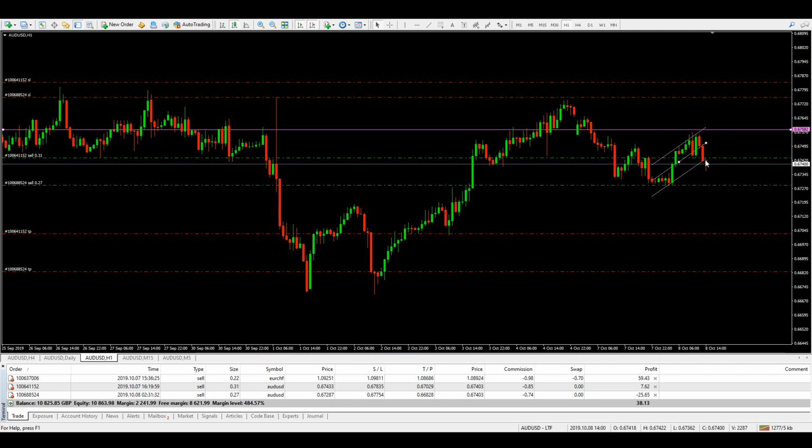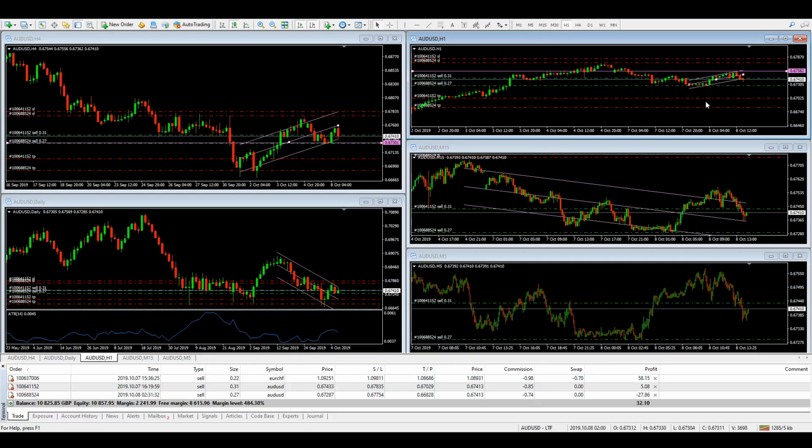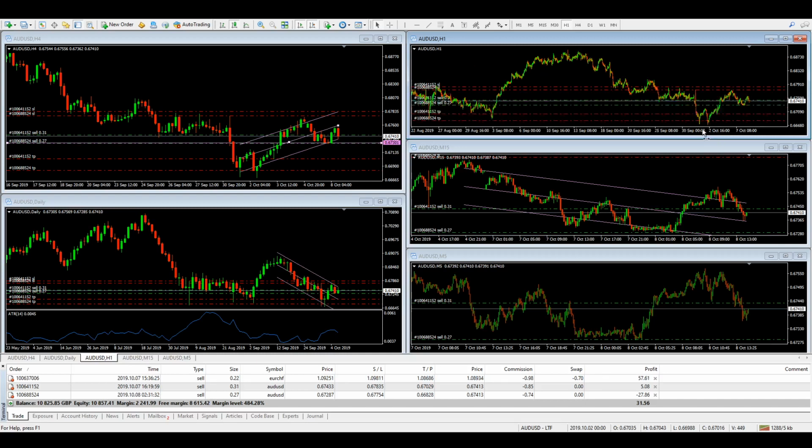But if the price action doesn't do what I want it to do, which is produce lower lows, lower highs, then I would look to protect my capital at break even and potentially wait for a more opportune time to re-enter, if at all. So yeah, AUD/USD looking good. What else we got?